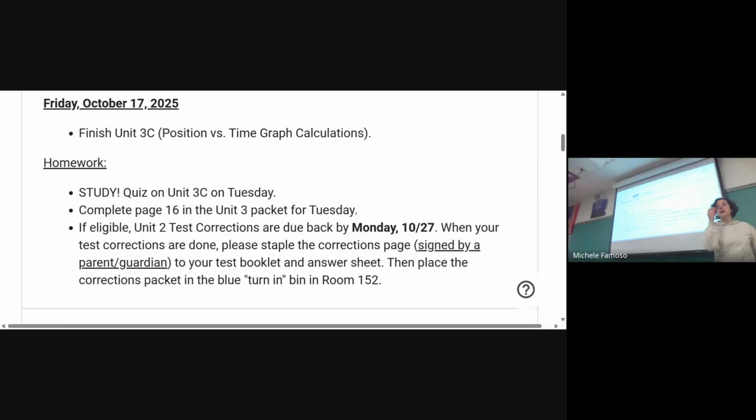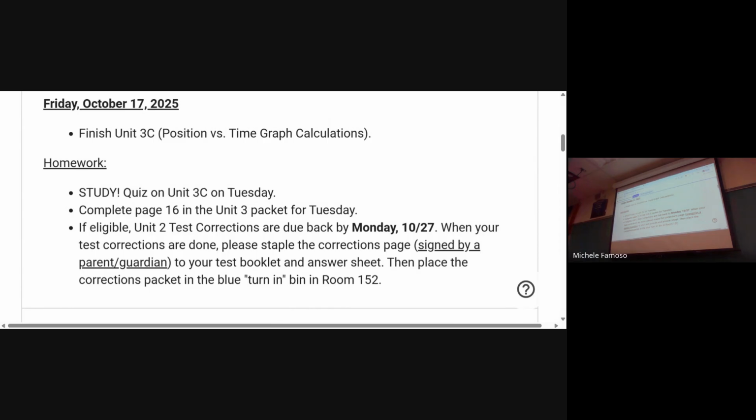On Tuesday, after the homework is checked and reviewed, we're going to take a quiz on these position time graph calculations that we started working on yesterday. We're going to finish up today.